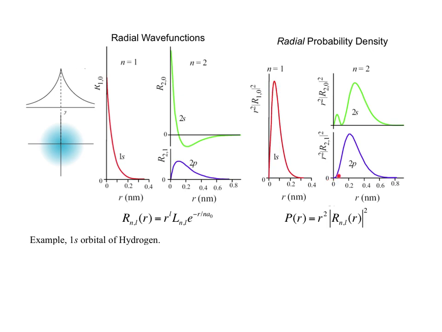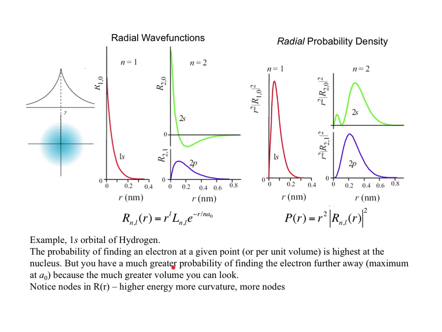For the 2p wave function, we get a similar looking curve, although the electron is further out, and the 2s is slightly more extended than the 2p with its node present. As we found in particle in a box, wave functions with more curvature and more nodes have higher energy.